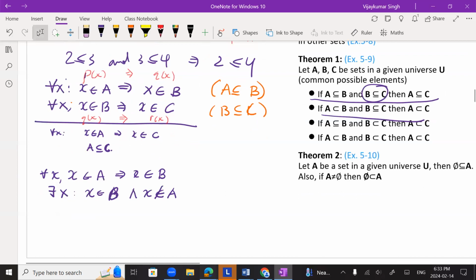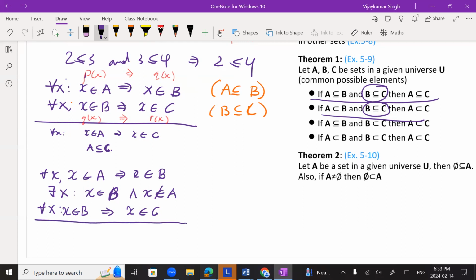And the next one is if B is a subset of C, what do we get in that case? For all x belongs to B implies x belongs to C, right? So what do we get out of this statement? From the first line, we will get for all x, x belongs to A implies x belongs to C, using 1 and 2.